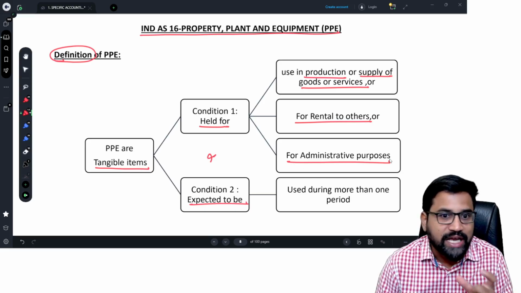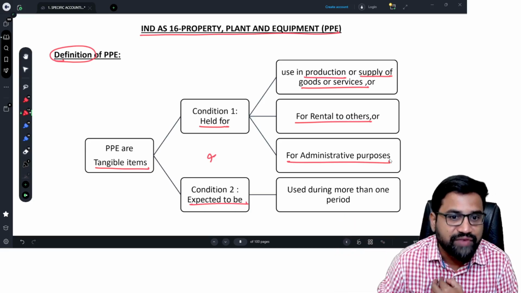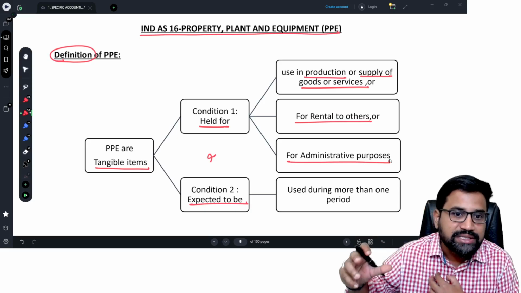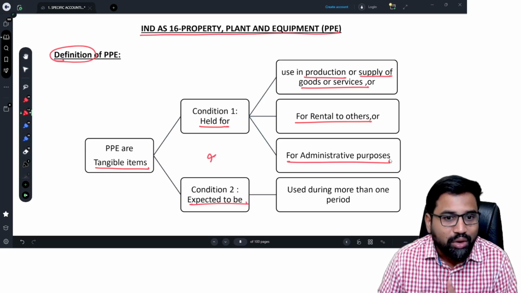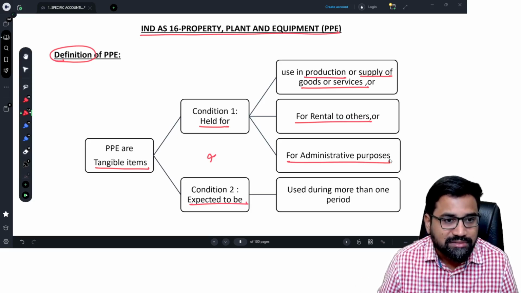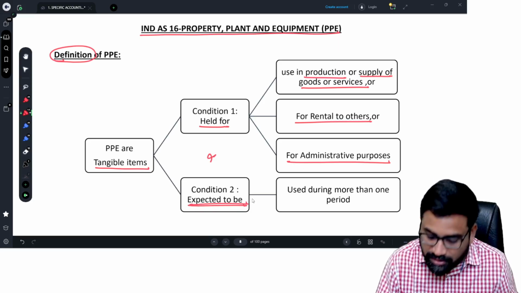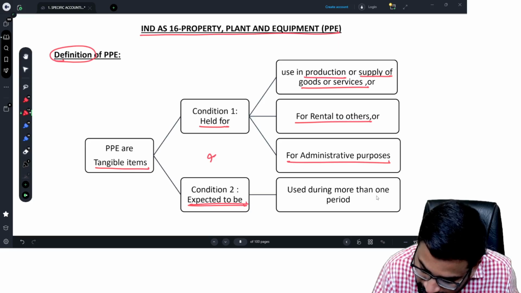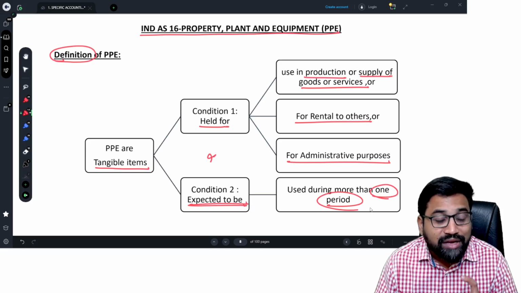So admin purposes, I told one example where a company purchased a bus for transportation of its employees, or maybe a company purchased a computer system for its accounting department. So all these are what? Administrative purpose. And we are expecting it to be used during more than one period. So this is important. More than one period.